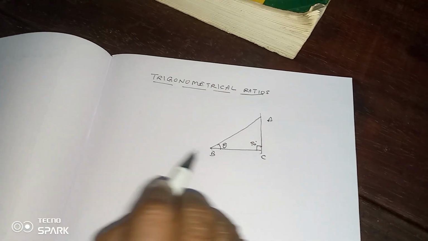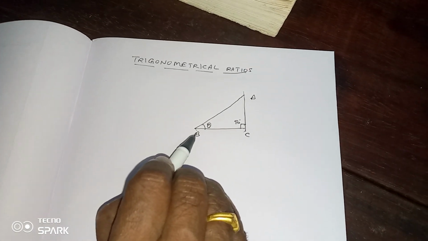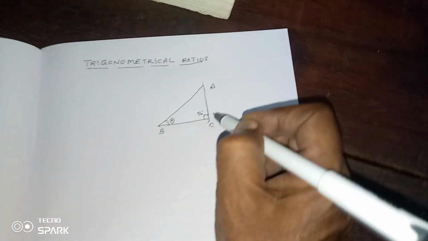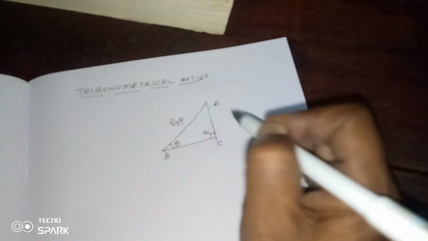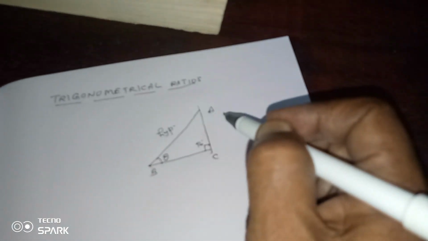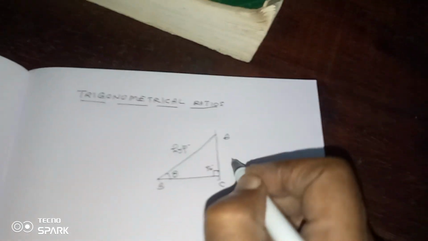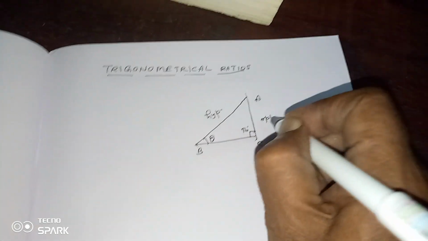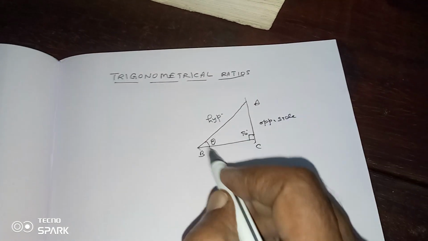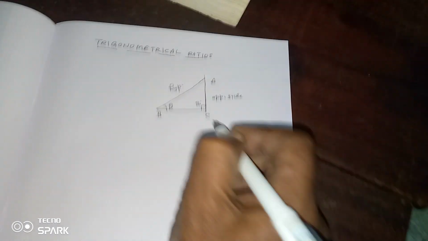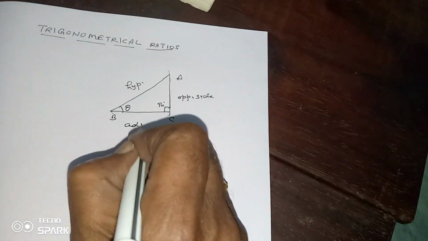As far as this angle theta is concerned, the side opposite to this theta is AC. The side opposite to 90 degrees is the hypotenuse, and BC is the adjacent side. So AC is the opposite side as far as this angle theta is concerned, and BC is the adjacent side.